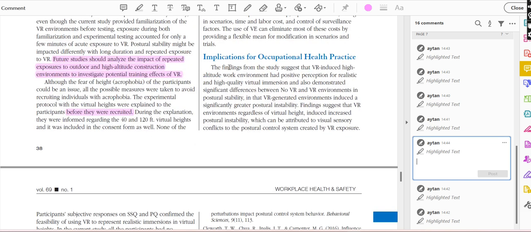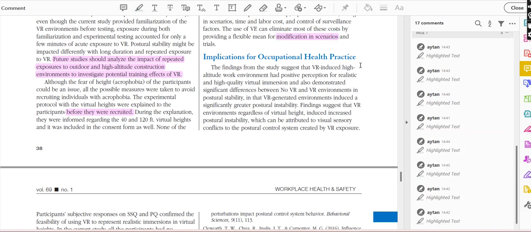Implications for occupational health practice. The findings from the study suggest that the VR-induced high-altitude work environment had positive perception for realistic and high-quality virtual immersion and also demonstrated significant differences between no VR and VR environments in postural stability, in that VR-generated environments induced a significantly greater postural instability. Findings suggest that VR environments, regardless of virtual height, induced increased postural instability, which can be attributed to visual sensory conflicts to the postural control system created by VR exposure.